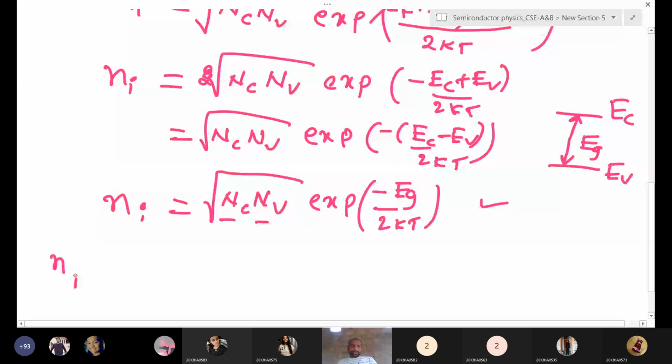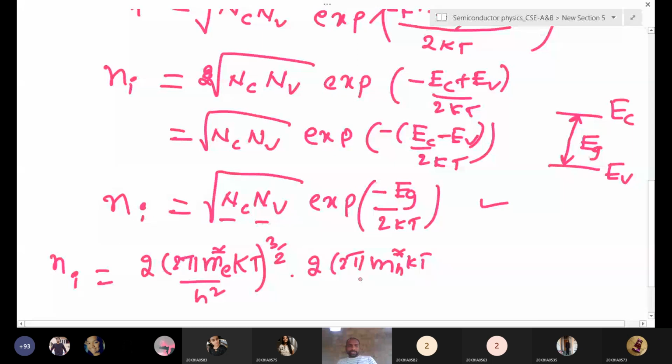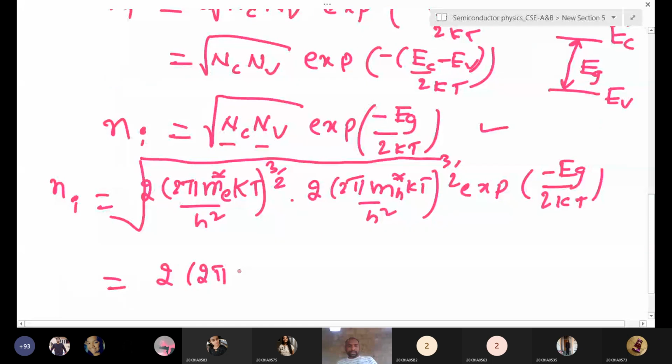2 into 2 pi KT by h square to the power of 3 by 2. Can we write this outside of the root? Sorry, square root, because here the same term is there, and here the same term is there. One term we take out from the root. Here me to the 3 by 4 and mh to the 3 by 4, right? Here mh and me are different, while all the other remaining terms are the same. That's why we have taken it out of the root, or you can simplify this way also. And exponential minus EG by 2 KT.